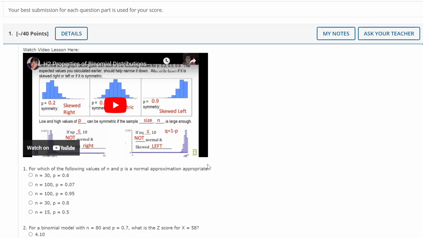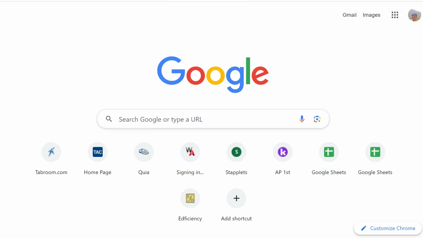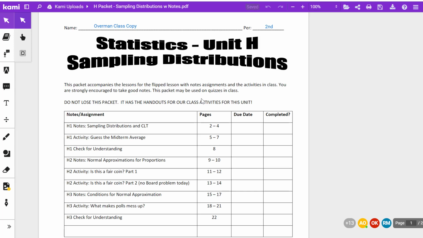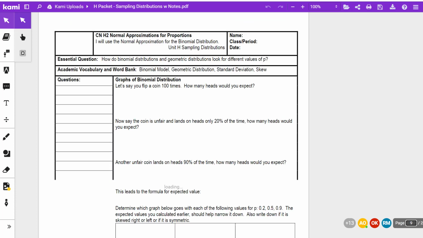So we're going to go ahead and take a look at the H2 reflection properties of binomial distributions. And while I'm at it, why don't I just go ahead and pull up a packet so you can see what the notes look like on that. The notes start on page 9.